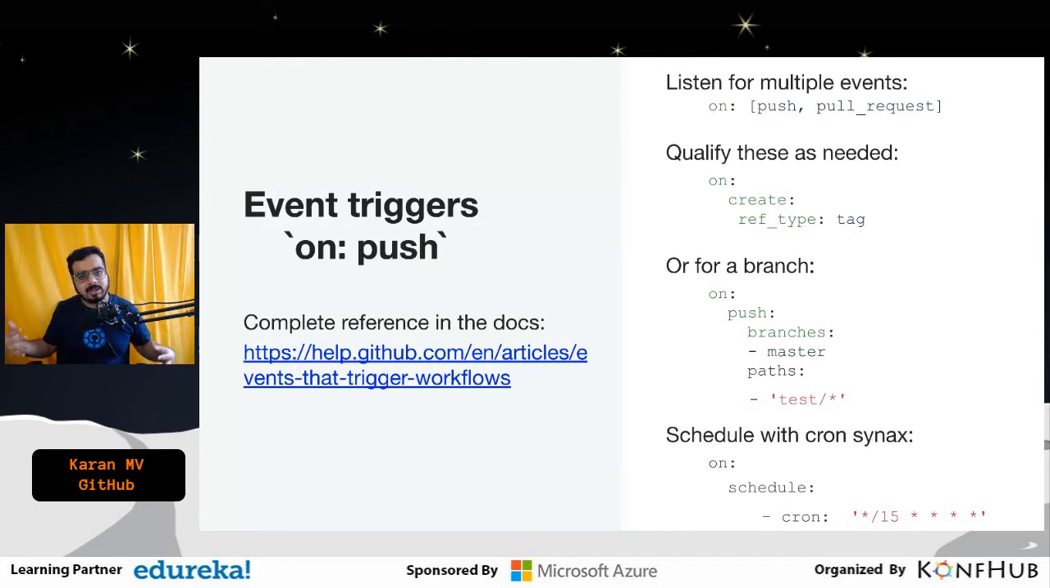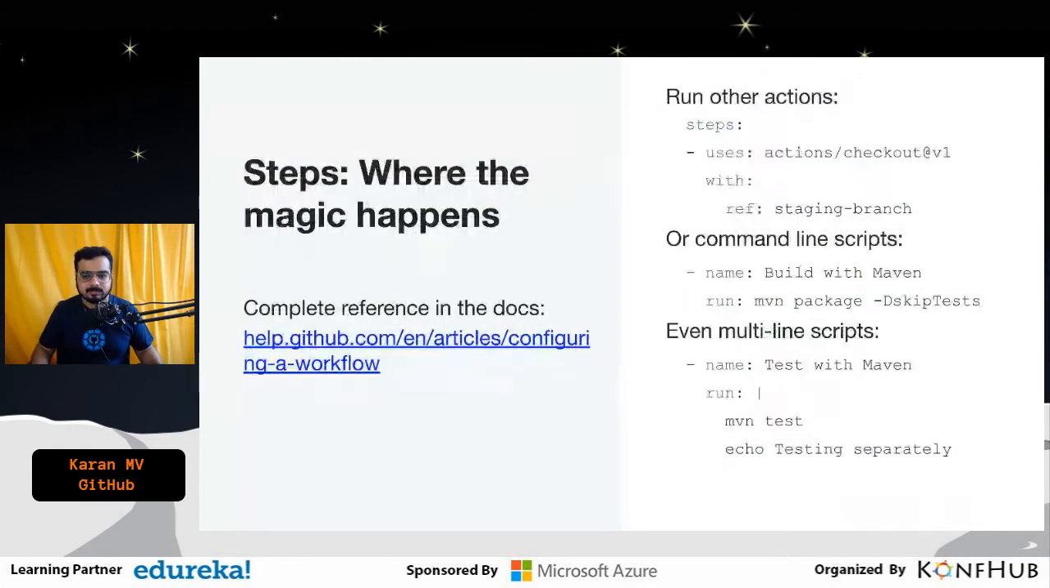So for on create, only when tags are created, run this. You can even run for a branch. So when there is a push only for a specific branch, or you can mention a regex as well when it matches that. And then also you can schedule all of these with a cron. So you have a nightly build, or a nightly linting for all of your code. You can schedule that with a cron syntax.